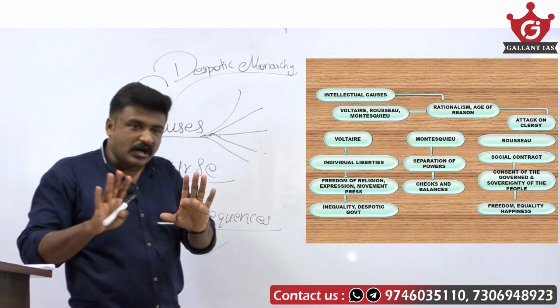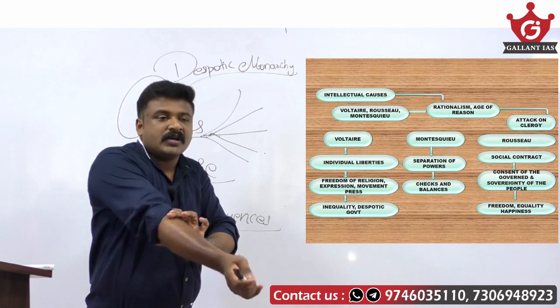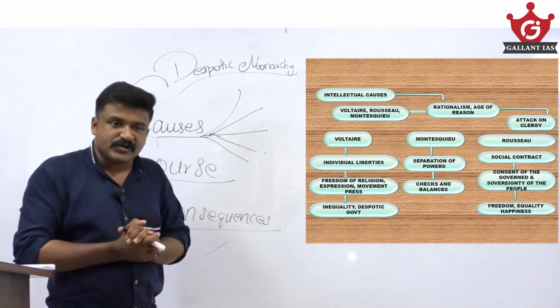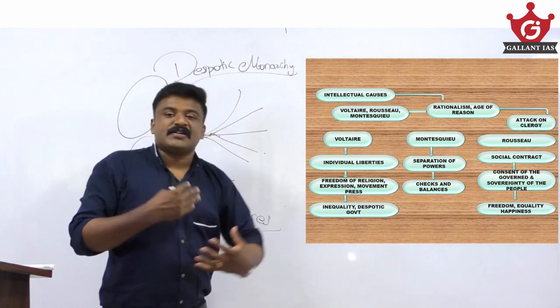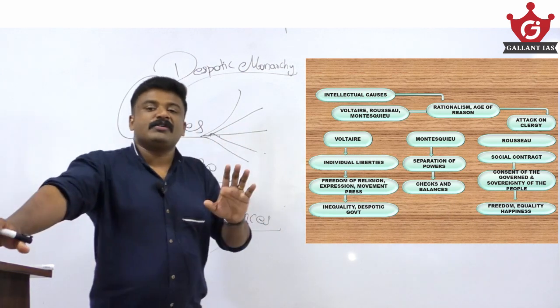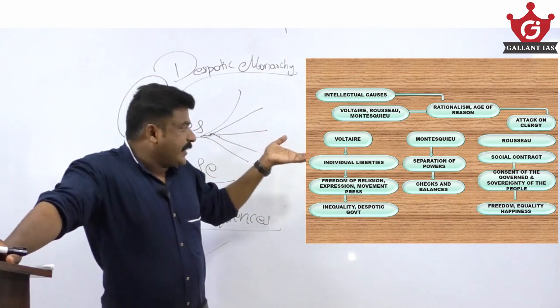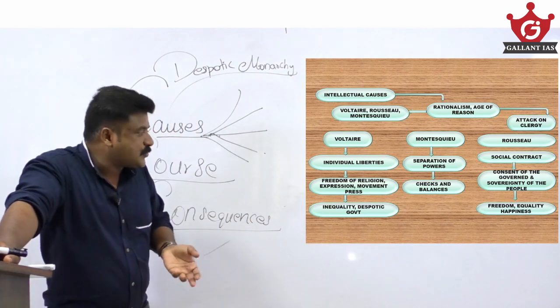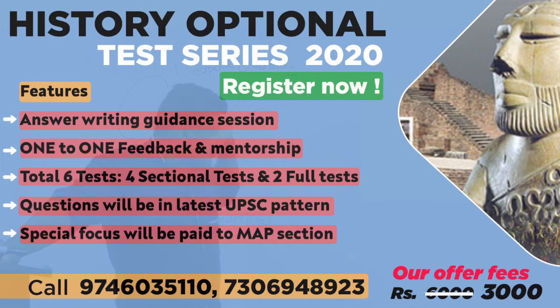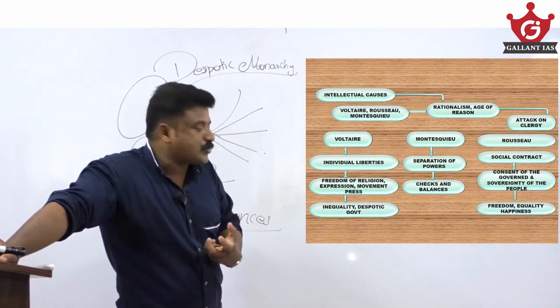Intellectual causes are also there, which you have to study. Take Rousseau, Voltaire and Montesquieu, three prominent thinkers or philosophers of French society. Their philosophies and teachings heavily influenced the French revolutionary ideas and the French revolutionaries. Voltaire propagated the idea of individual liberties, freedom of religion, freedom of expression, freedom of movement and freedom of the press. He spoke against social inequality and despotic government. It ignited the revolutionary spirit of French society.